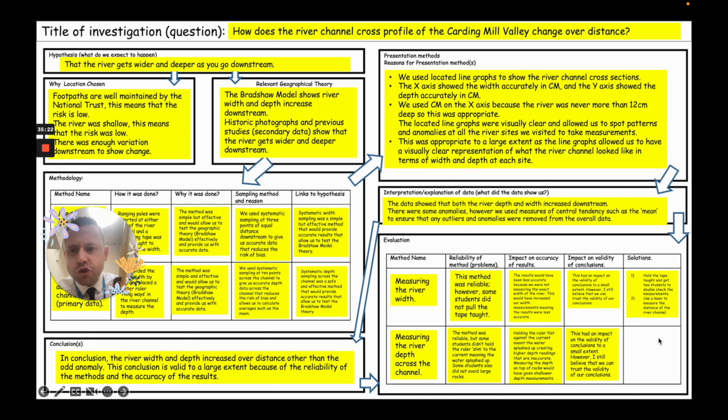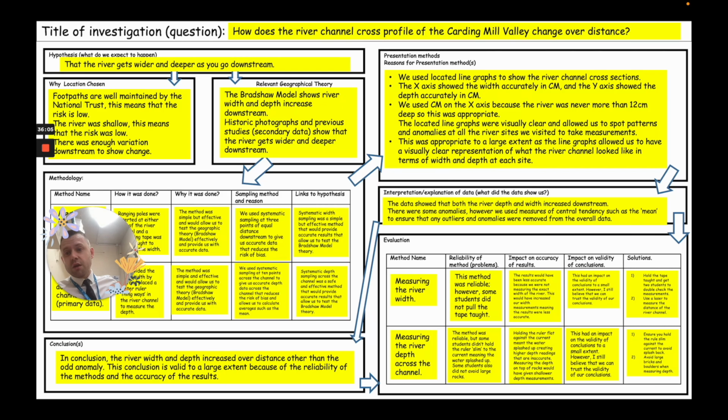What about validity, trustworthiness of conclusions? So this had an impact on the validity of conclusions to a small extent. However, I still believe that we can trust the validity of our conclusions. I think the conclusions were pretty valid. It did get wider and deeper generally, other than the odd anomaly. I know some of the results were not as accurate as they could be, but generally the methods were sound and reliable. If we did want to improve this, quite simple really, ensure you hold the ruler slim against the current to avoid any splashback, and avoid large boulders when measuring depth.